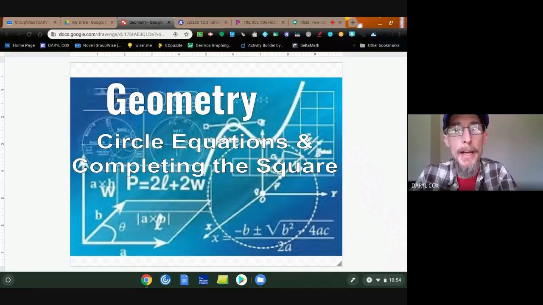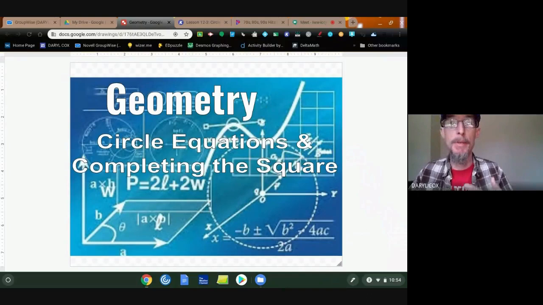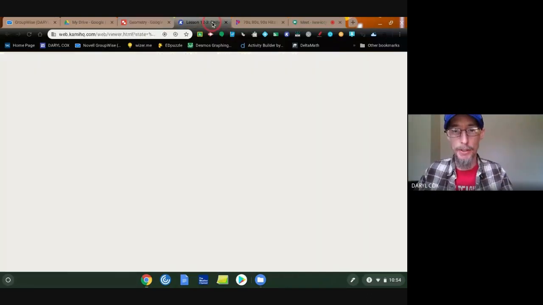Okay, so the past few days, we've been working with circles and we've been working with completing the square. So now we want to take those two ideas and combine them together. We want to figure out the equations of circles while completing the square may be necessary for them. Let's see when that's going to work out. So let's take a look at our unit.